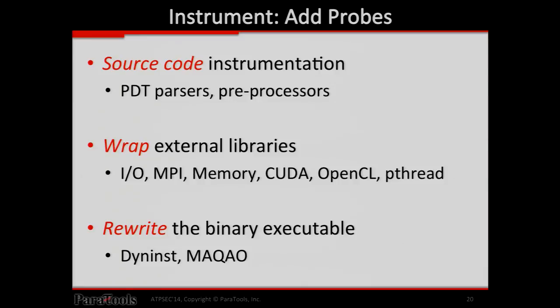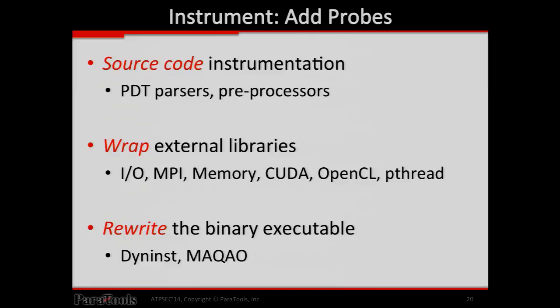Tau has a library wrapping feature. If you don't have the source code to a third-party library, say you're using the system's installation of HDF5, and you want to measure the amount of time spent in every HDF5 routine, Tau can generate a wrapper around that system installation of HDF5 so that every time you call to it, the call will be intercepted and recorded along with how much data is going through, what are the parameters to the call, anything you might find interesting, you can indicate that when you generate the wrapper.